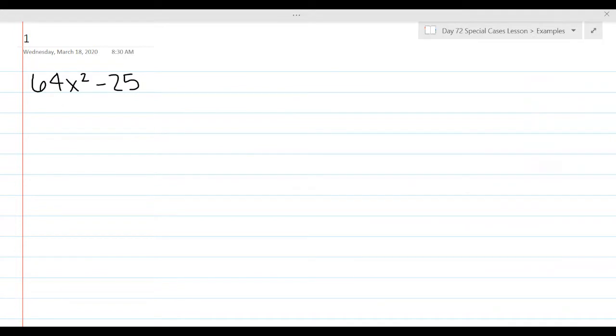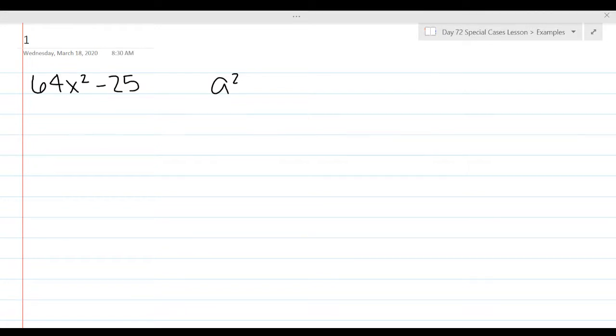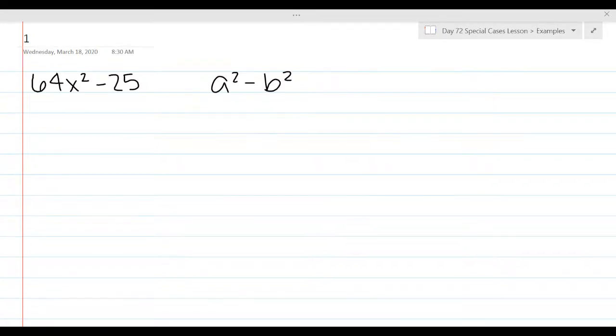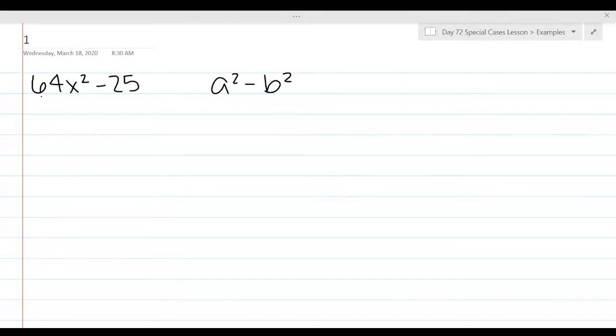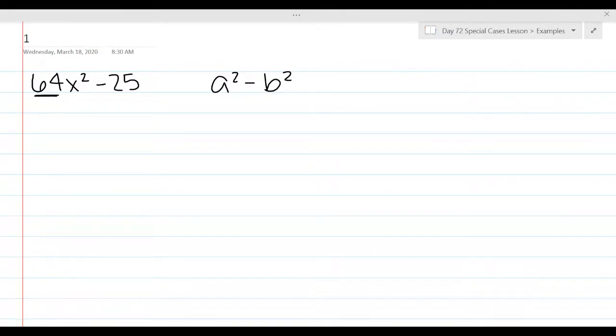Example 1. So here is our first example. This one's fairly easy. You can see the only one it looks like is our first special case, a squared minus b squared. So we want to write it like that. To write it like a squared minus b squared, we need to take the square root of the coefficient. The square root of 64 is going to be 8.